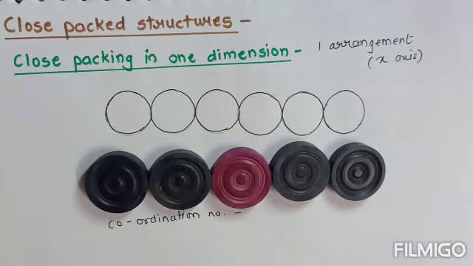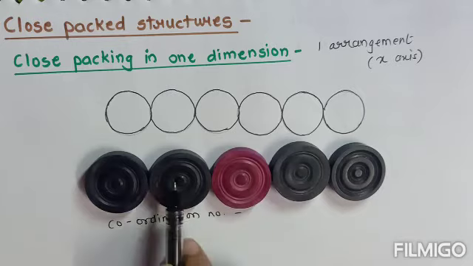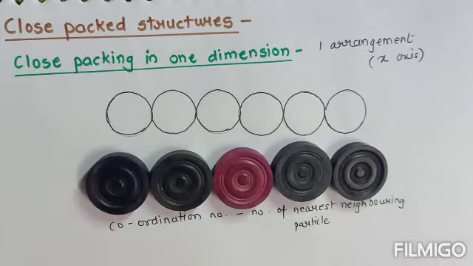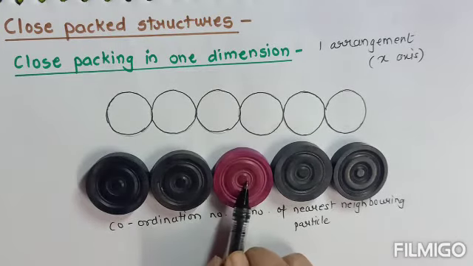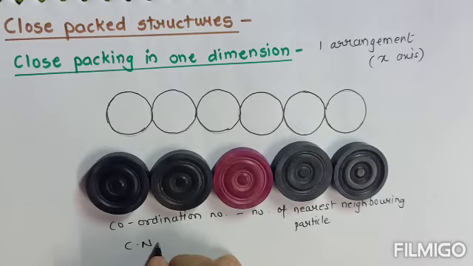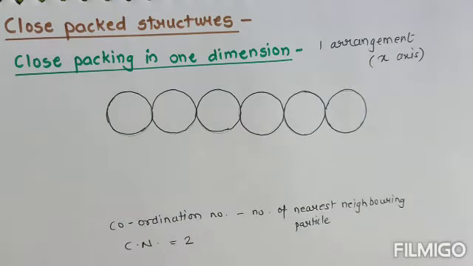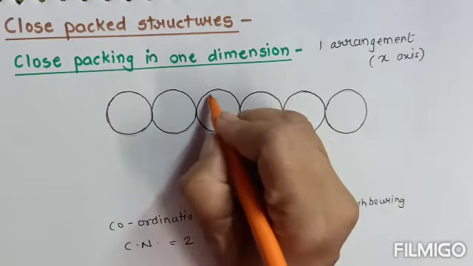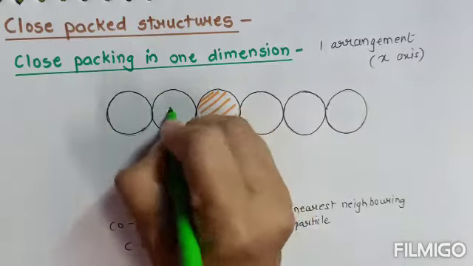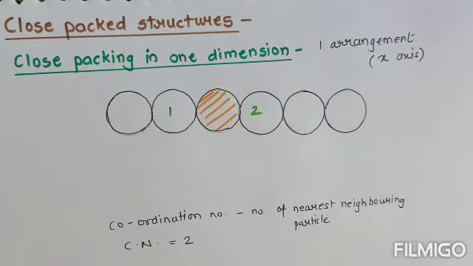Now what is the coordination number? It is the number of nearest neighboring particles with which one particular constituent particle is in contact. As we can see here, one constituent particle is in contact with only two nearest neighboring particles, and therefore the coordination number for the arrangement in one dimension is 2. This you have to remember. The same thing we will try to represent diagrammatically. Suppose I am considering this constituent particle. It is in contact with two more constituent particles, and therefore the coordination number is 2.